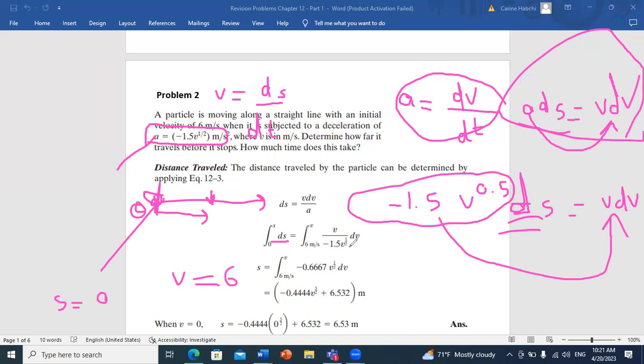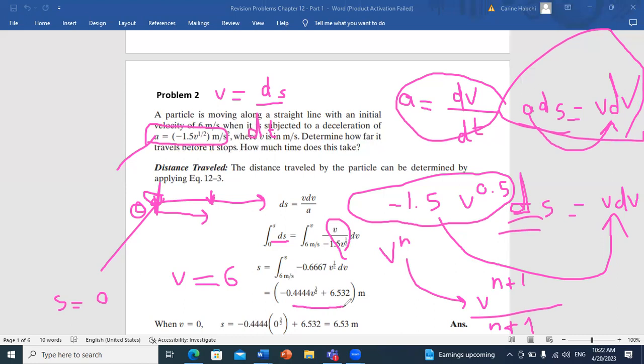This equation is simple to integrate, because we have that v over v to the half is equal to v to the power 1 over 2. And you know that if you have v to the power n and you want to integrate, the integral is v to the power n plus 1 over n plus 1. So all you have to do is perform the integral, and then apply the limits between 6 and v, and you can find a general relation between s and v.